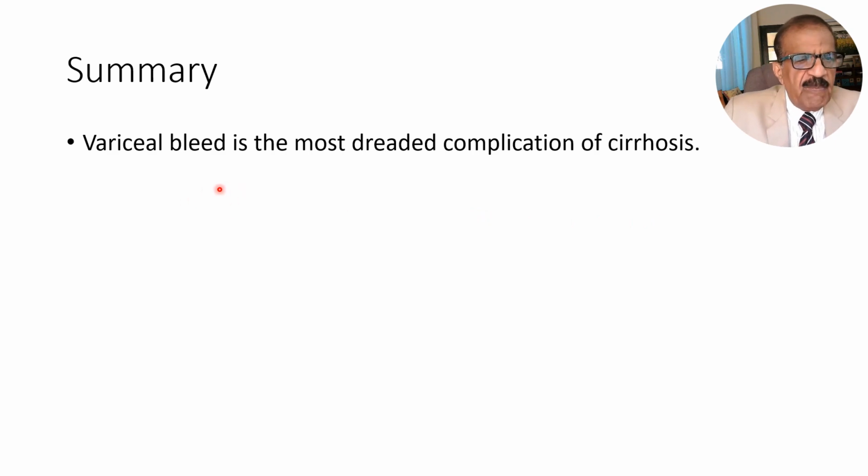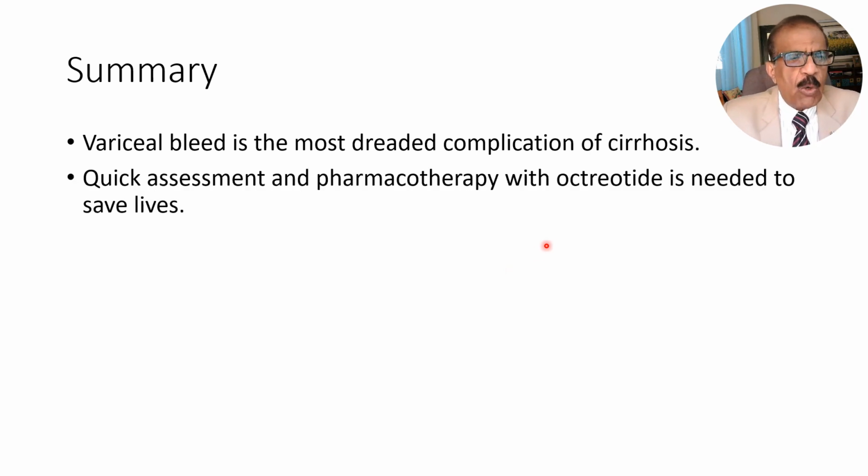Now, summary. First of all, variceal bleed is the most dreaded complication of cirrhosis. There are many other serious complications, but variceal bleed is the most dreaded. Number one, it is serious in itself. Number two, it can be followed by hepatic encephalopathy, another serious complication. Quick assessment and pharmacotherapy with octreotide is needed to save life. Terlipressin is an acceptable alternative, and emergency endoscopic procedure is also an option if possible.